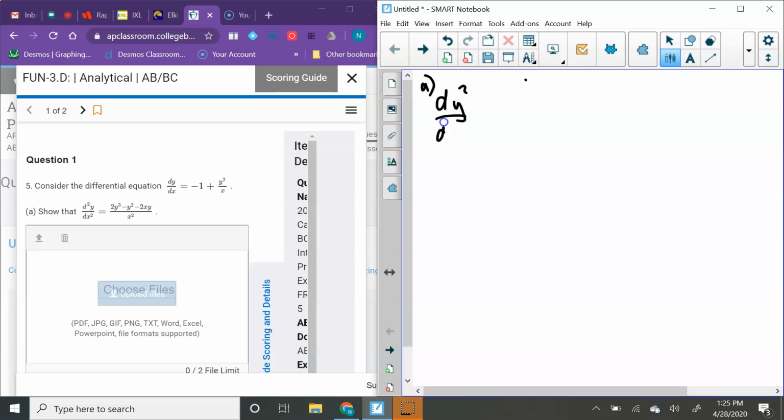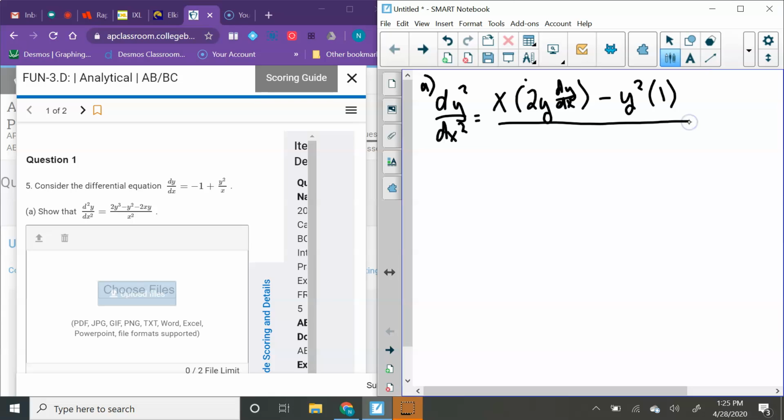So when you take that derivative, the derivative of -1 is just 0, so that part goes away. And you have to use a quotient rule on the second part. So you're going to have x times the derivative of y squared, which is 2y, and then it would also have a dy/dx there with it, minus y squared times the derivative of x, which is just 1, all over x squared.